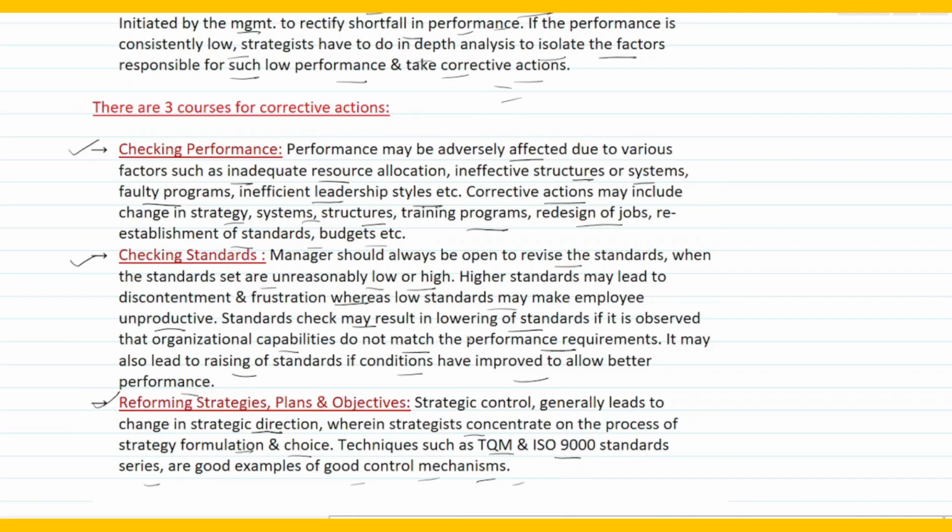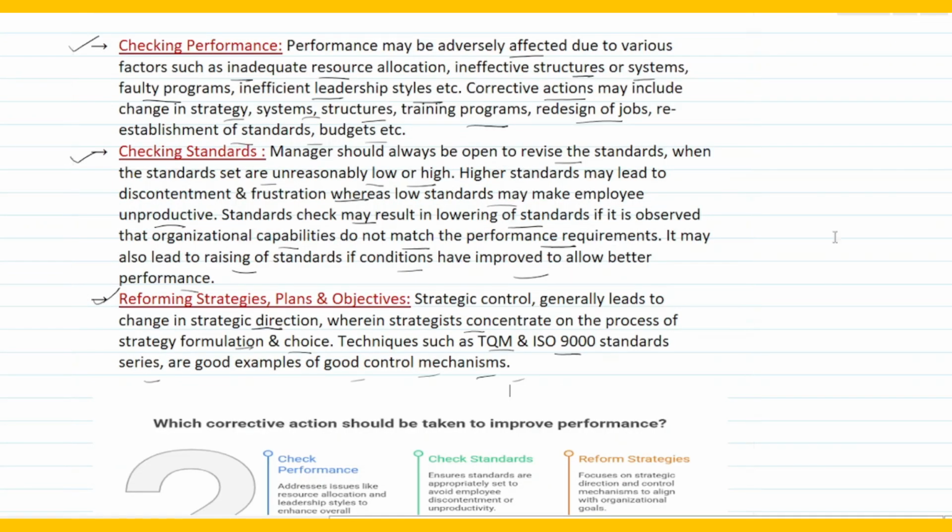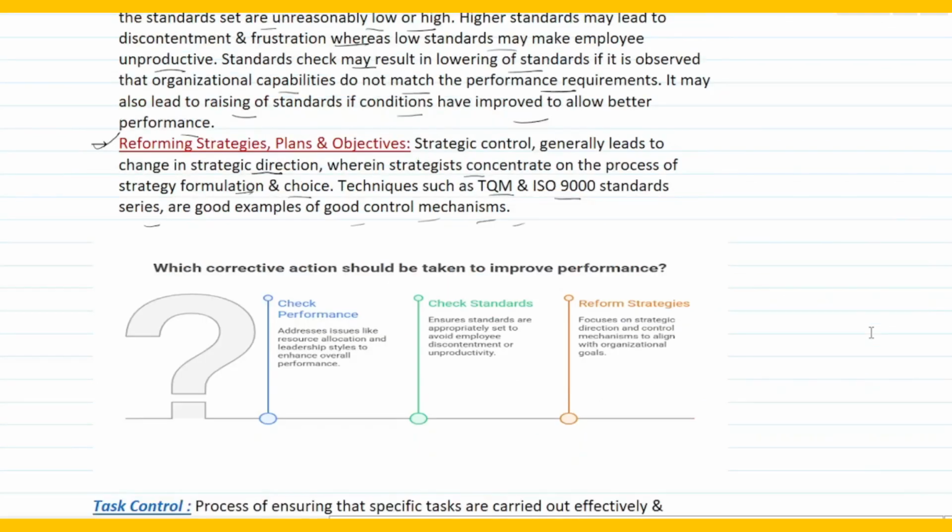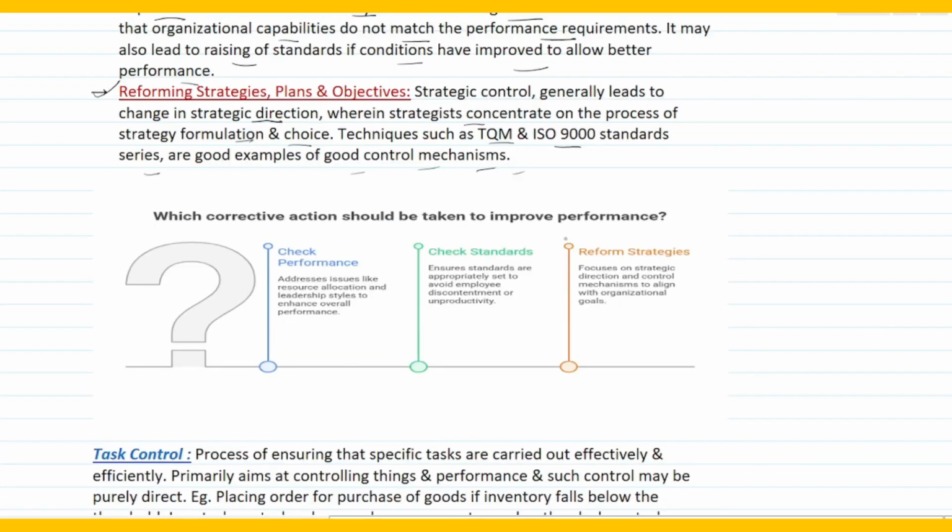So that's what it is all about operational control. We have discussed the 4 points. The final one is taking corrective actions. Please remember these 3 points when I talk about corrective actions. Either it is checking performance or checking standards, and finally you reform strategies, plans and objectives. Examples of TQM and ISO 9000 standards can be remembered as an example for the last point, right? So which corrective action should be taken to improve the performance? You check the performance, address issues like resource allocation and leadership styles to enhance overall performance.